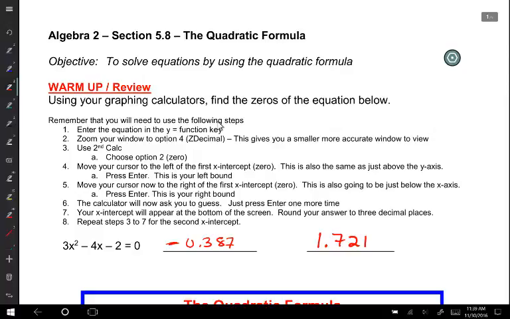Sean? When we do this, is this just called finding the zeros? Yeah. Everything we've been doing this chapter is finding the zeros. And I'm going to reference that later, but everything we've been doing has been focused on finding where the graph crosses the x-axis. So that's the whole point of what we're doing.